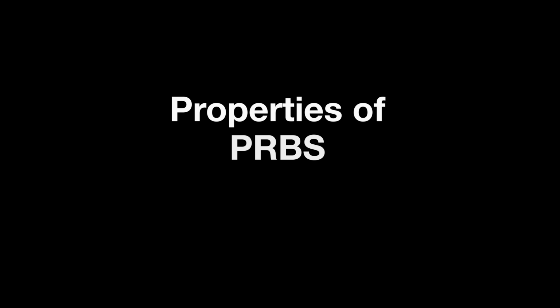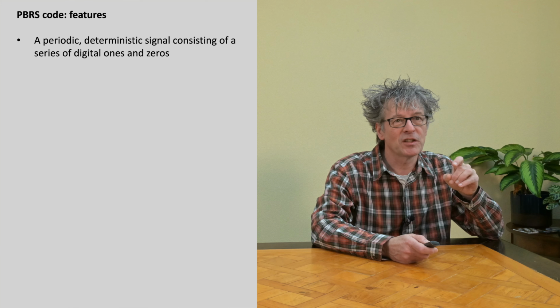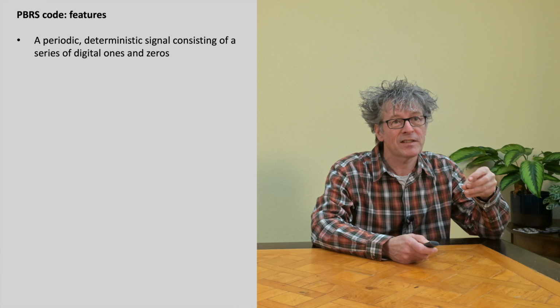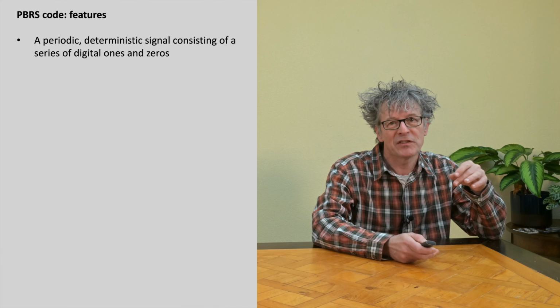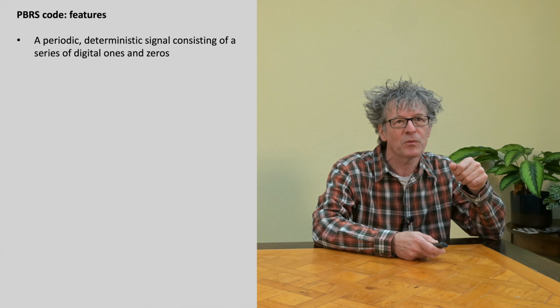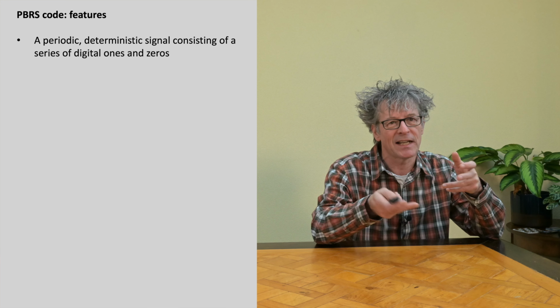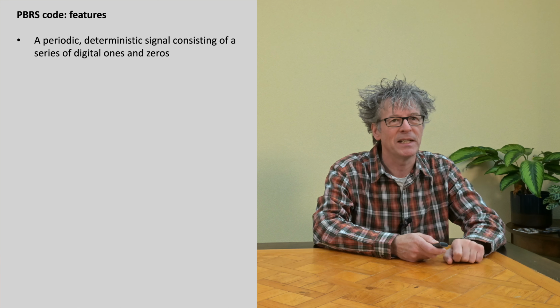Now, what is a PRBS code? Let's first look at the number of typical features that such a code has. It is a periodic signal, so it repeats itself, and it's deterministic. It's going to be every time the same that's repeated. So it's random within one single frame, if you want to call it that way, or pattern, but then that thing is repeated exactly the same way.